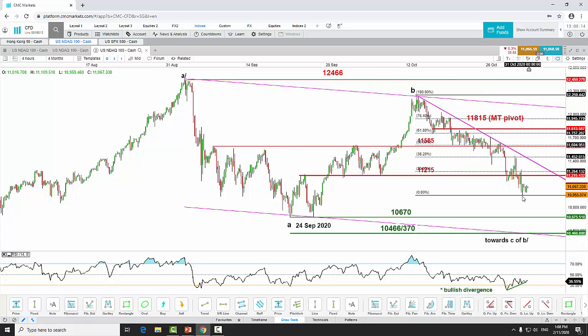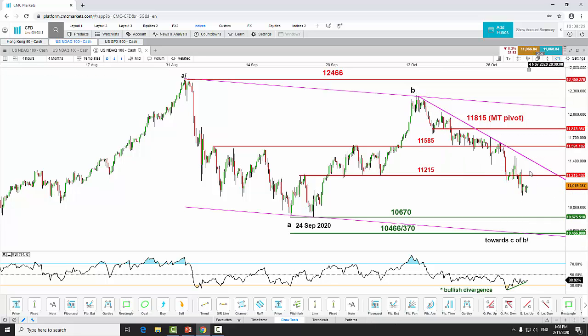It actually has confluence with the 50% retracement at this 11585 level. All right, so all in all, we could potentially start to shape what we call a snapback rally towards 11215. A break above 11215 should take us up to 11585.